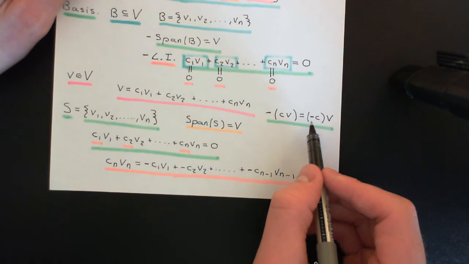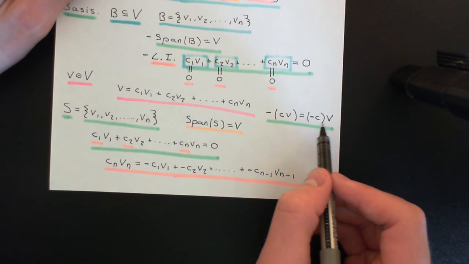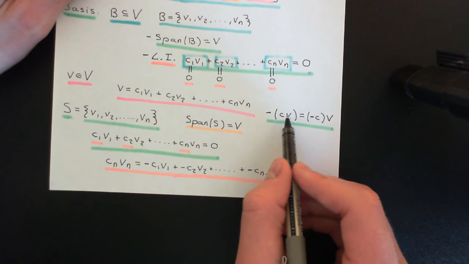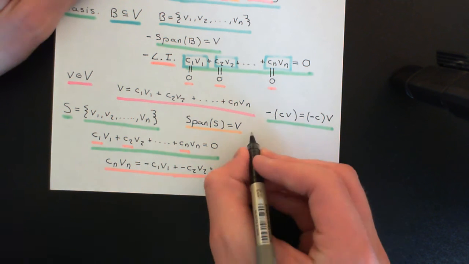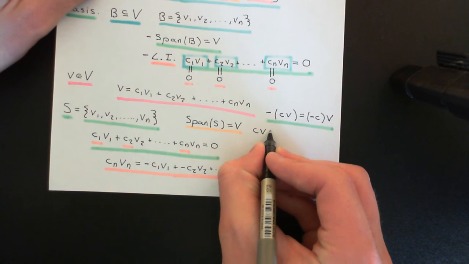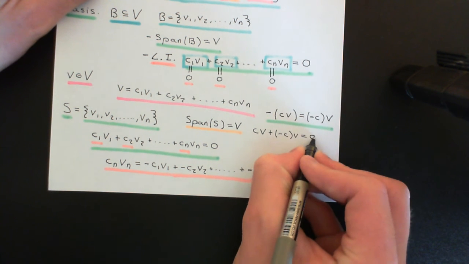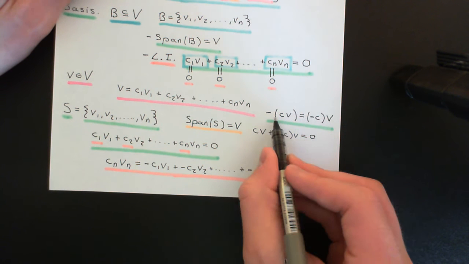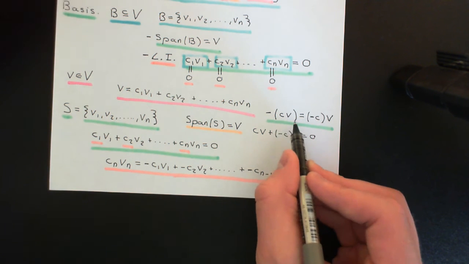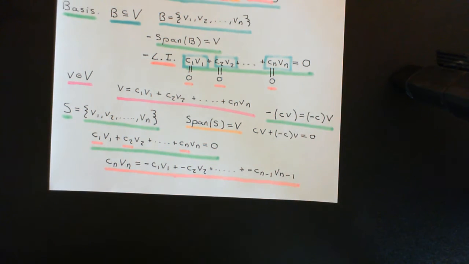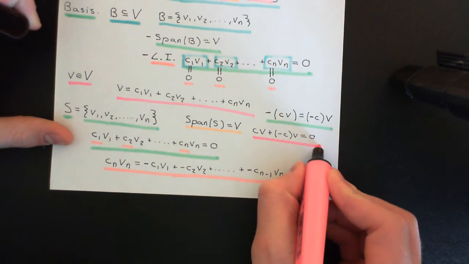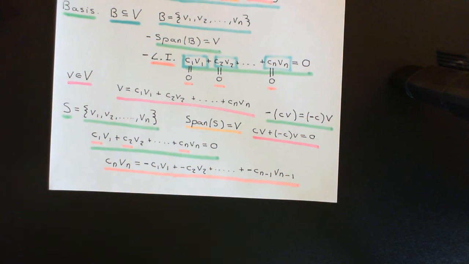Well, if I want to prove that negative c times v is equal to the additive inverse of c times v, then all I need to prove is that c times v plus negative c times v is actually equal to the zero vector, because that's exactly what it means to be the additive inverse of cv. It means that you add to cv to give the zero vector. So if I can prove that this is true, then I'm done. Okay, so how am I going to prove that that is true?